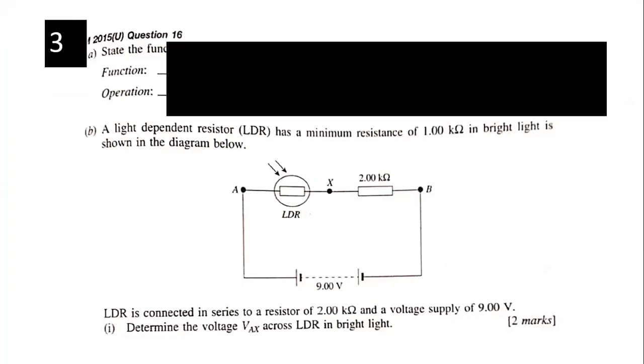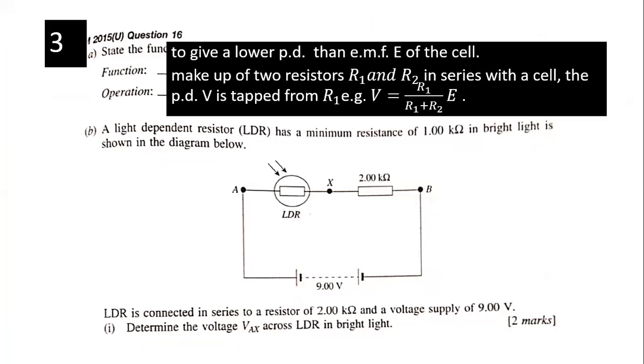Operation. What's the operation? How does it work? It's a formula. V1 equals R1 over R1 plus R2, with R1 and R2 in series with the cell EMF. And you just take the PD. The PD is tapped across R1 or R2, and is given by the equation. Okay.